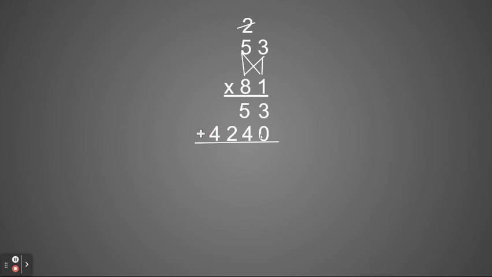All right, so that being said, now to get my final total, I need to add both of my products together. So 3 plus 0 is 3, 5 plus 4 is 9, bring down my 2 and my 4. So my final answer is 4,293.